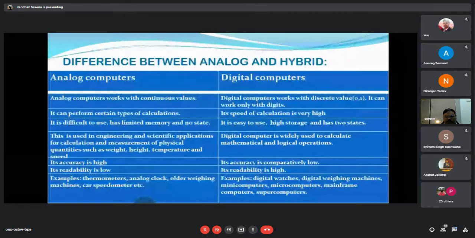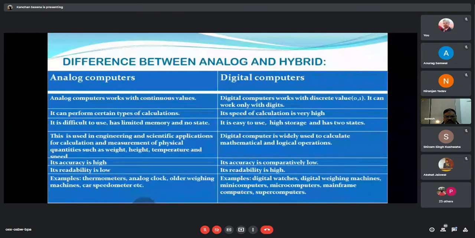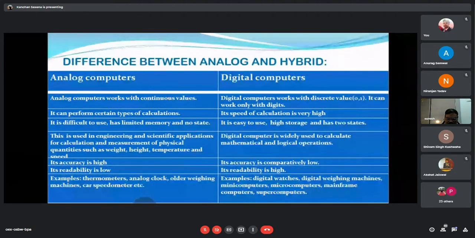Now we'll discuss the differences between analog and digital computers. Analog computers work with continuous values while digital computers work with discrete values. It can only work with digits. Analog computers can perform certain types of calculations while digital computers' speed of calculation is very high. Analog computer is difficult to use and has limited memory and no state, while digital computers are easy to use and have high storage and two states.